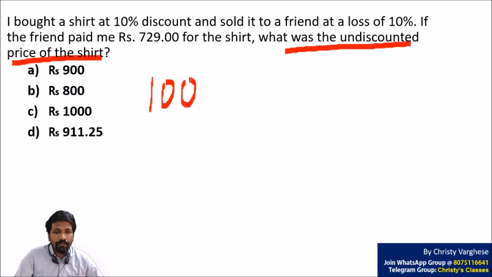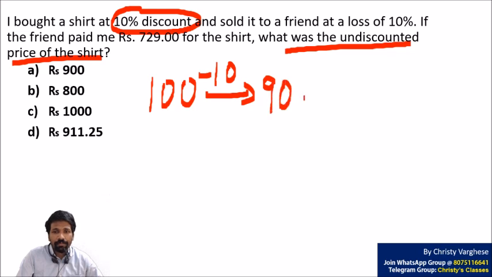Let 100 be the full price. That way you can analyze. If 100 is the full price, I bought a shirt at 10% discount, means on 100 I got a 10% discount. 10% is 10 rupees. So 90 rupees. And I sold it to a friend. That means this is my investment. 90 rupees is my investment.